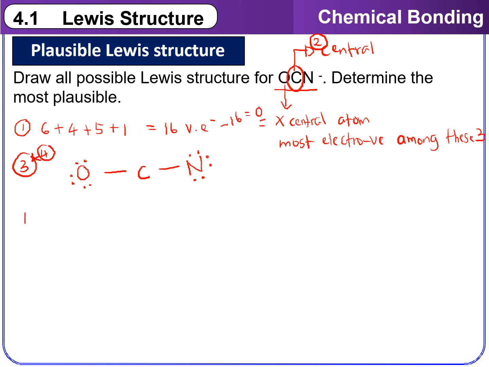So then next we are going to proceed with step number 5. Is the central atom octet? So obviously it is not octet. So we can form a multiple bond between carbon and oxygen or carbon and nitrogen to make sure carbon is octet. So in this case, we have 3 possibilities, which I will show you in the next slide.